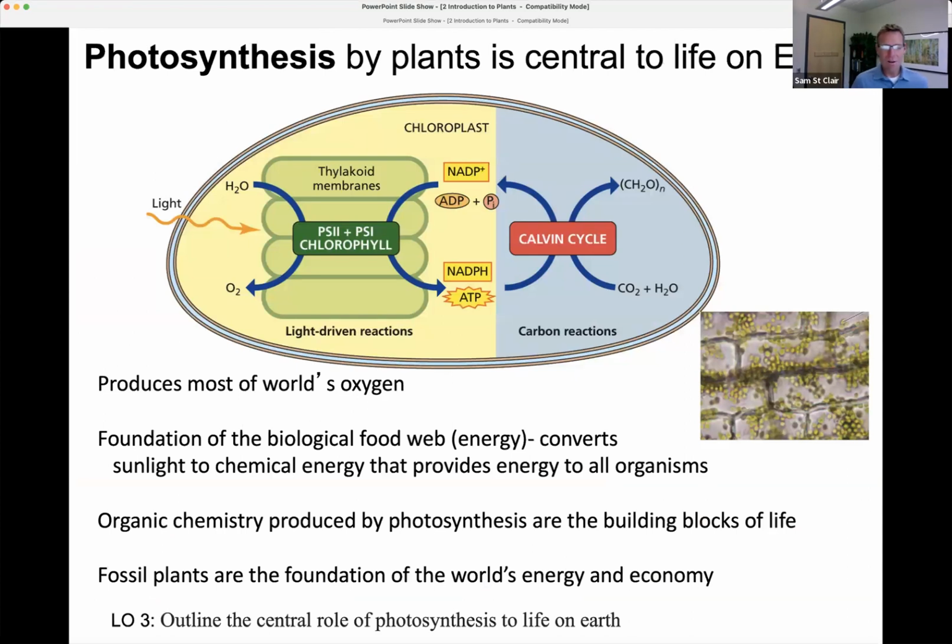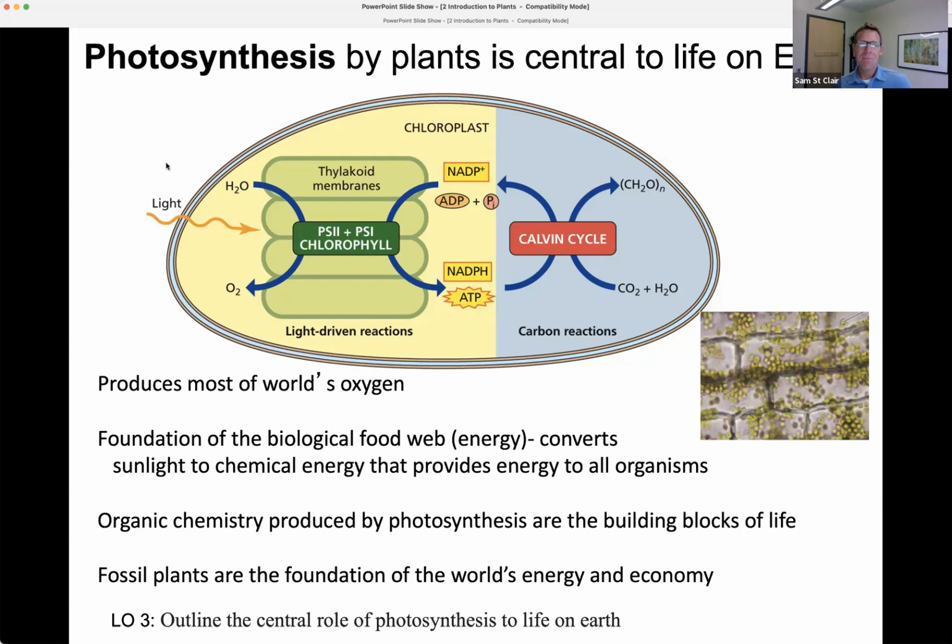Okay, our third learning outcome is to outline the central role of photosynthesis in life on Earth and why it's so fundamentally important. So let's look at this photo right here. This is a microscope photo. I'll take a tree leaf and you put it under a microscope and you can see these cells right here. These are mesophyll cells and they're packed with these little green chloroplasts. There are dozens, sometimes even hundreds of chloroplasts in a single mesophyll cell. And what we've done is we've taken one of these chloroplasts and just created a diagram of the chloroplast.